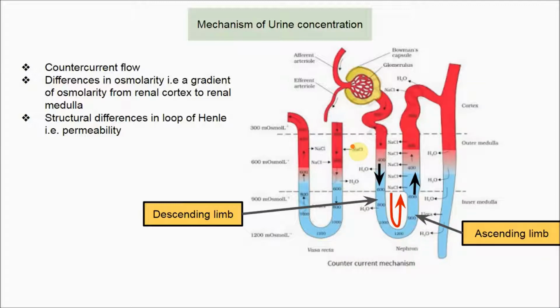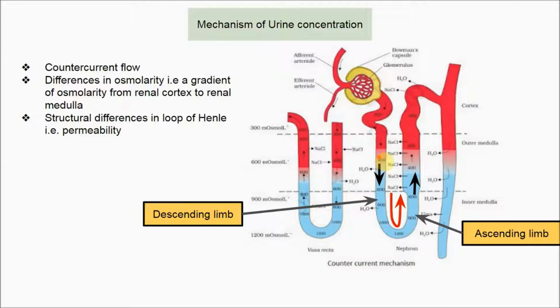Now let us look into how urine concentration is actually done. As the primary filtrate is collected in the Bowman's capsule, it starts to move from the PCT, that is the proximal convoluted tubule, and enters into the descending limb of the loop of Henle. As this fluid travels from the cortex towards the inner part of the medulla, water exits from the descending limb.